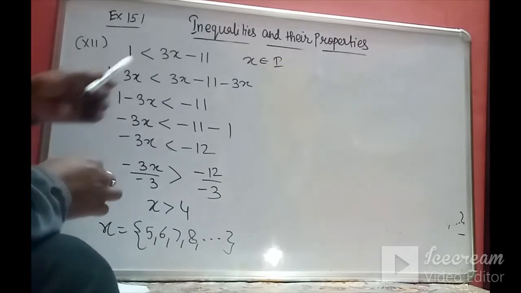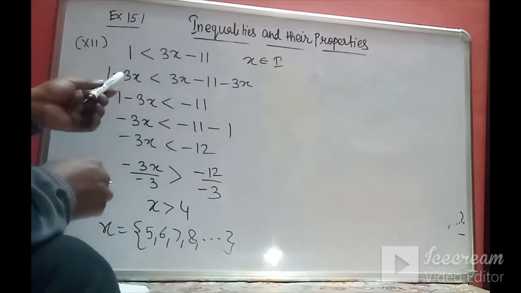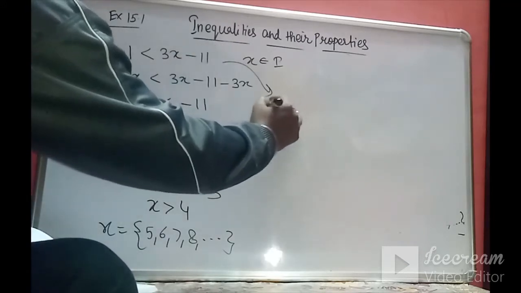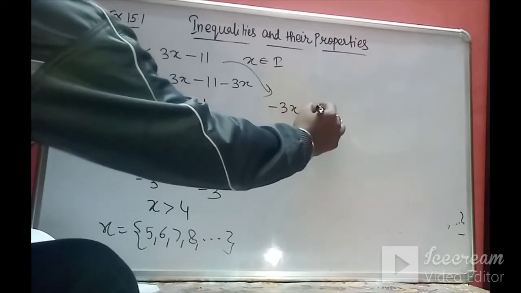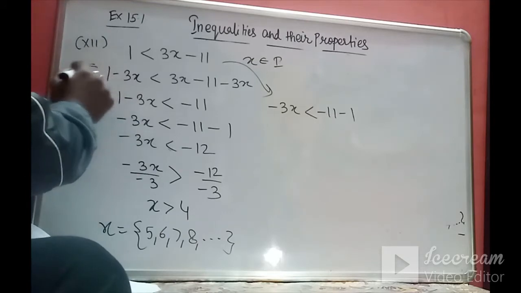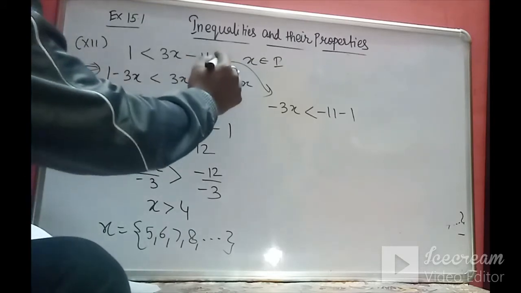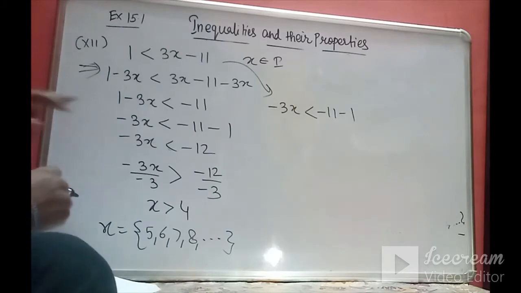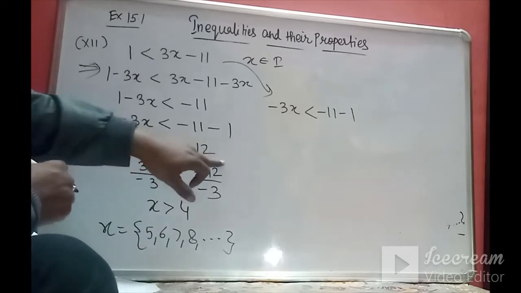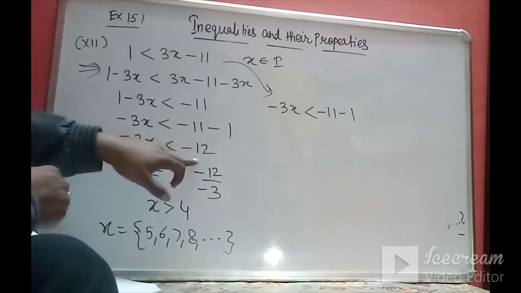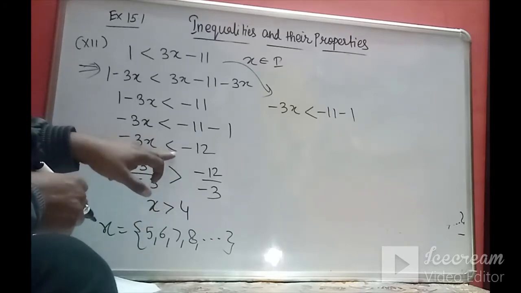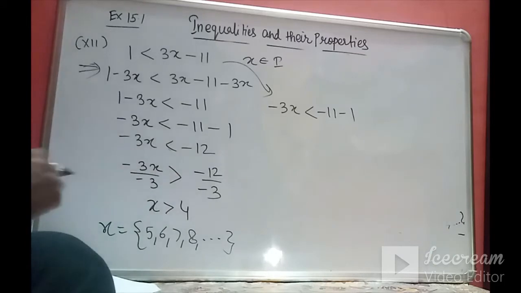Once again, you can see I have subtracted 3x from both sides, or you can write this step like this also: minus 3x less than minus 11 minus 1. I have written this step so that you can understand what we are actually doing, but you can solve it like an equation also. So finally I got minus 3x less than minus 12. Now when I divide by minus 3, the inequality sign changes. It was less than, so it becomes greater than.